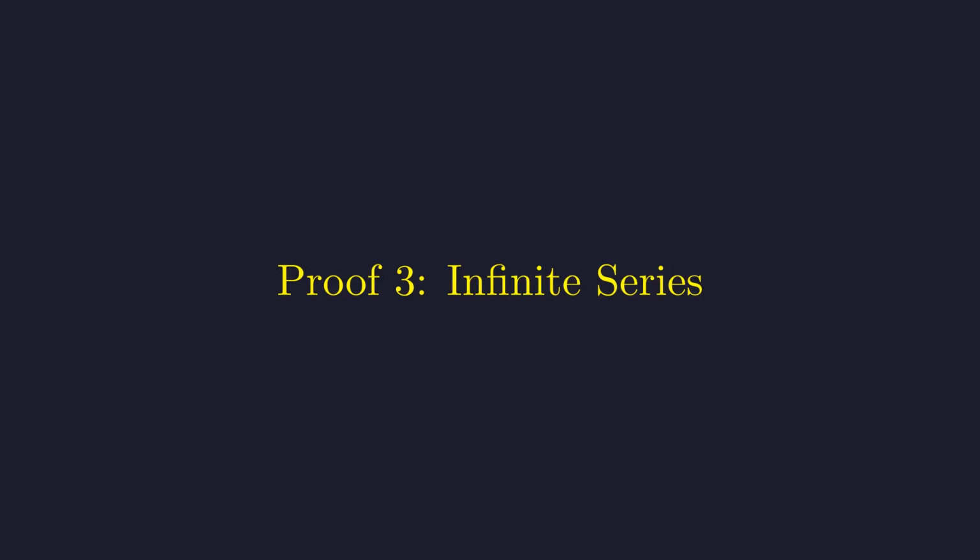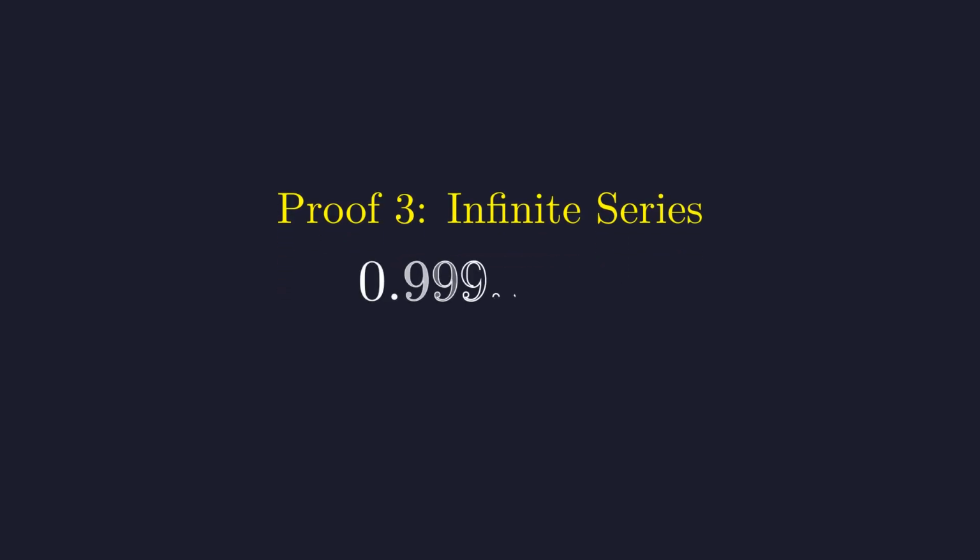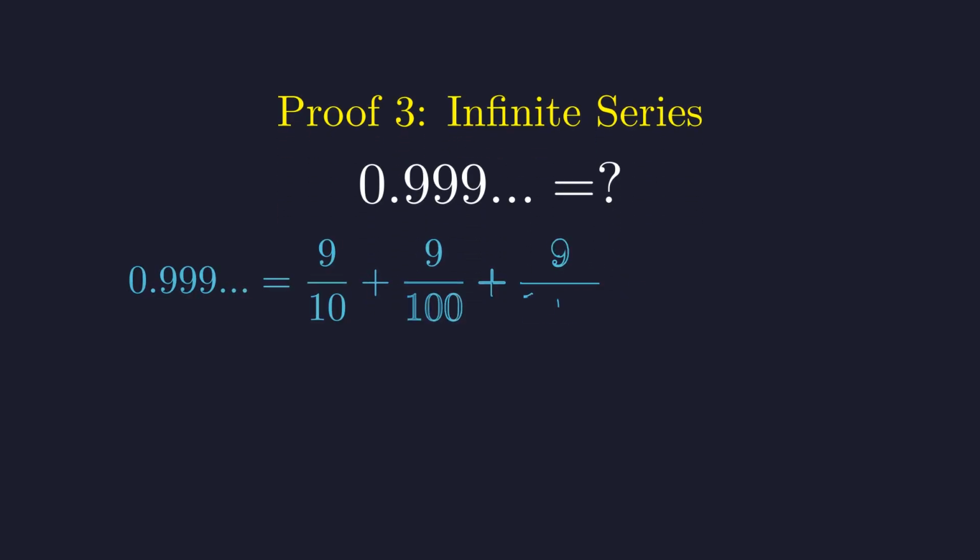Let's approach this from the perspective of infinite series, which will make the previous proof feel more rigorous. What exactly is 0.999...? When we break it down to its fundamental components, we can write 0.999... as the sum of its parts: 9/10 plus 9/100 plus 9/1000 plus 9/10000, and so on. Notice the pattern here. Each term has a 9 in the numerator, and the denominators are powers of 10.